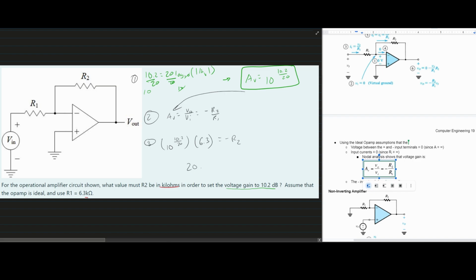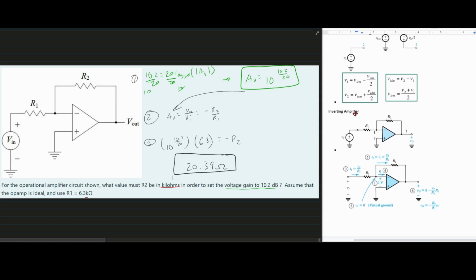20.4, or we can say 20.39 kilo ohms for better accuracy. And the reason why we don't include the negative is because resistors are never negative. They cannot be negative. The reason why it's a negative is because we have an inverting amplifier. And that is how we would look at this circuit and this problem and anything like it.